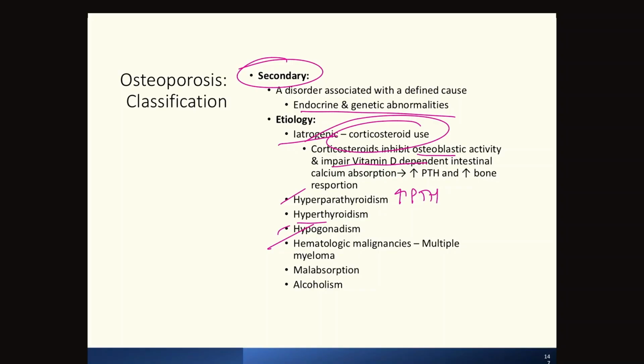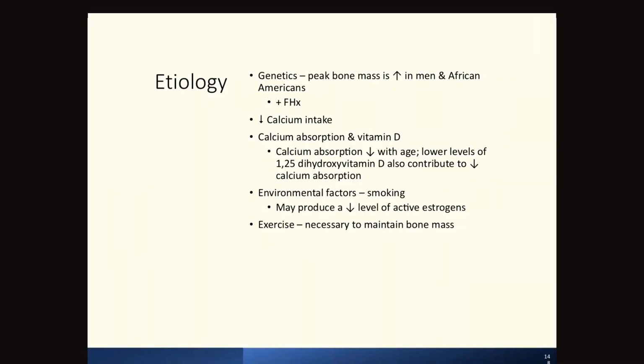Start digging. Are they alcoholic? How's their diet? Then you start checking your labs. You do your PTH, all those things. But you've got to figure out the etiology. Genetics: peak bone mass is increased in men and African Americans, so check for family history. What's their calcium intake like? And it doesn't mean just drink more milk. How's their absorption of calcium? Any environmental factors? Do they smoke? Exercise is obviously important. Are they sedentary? Things to watch out for.